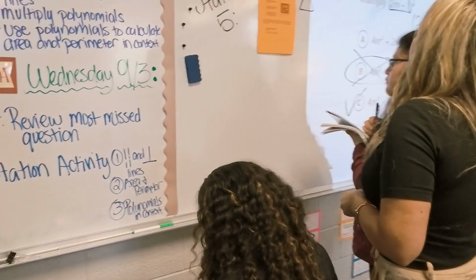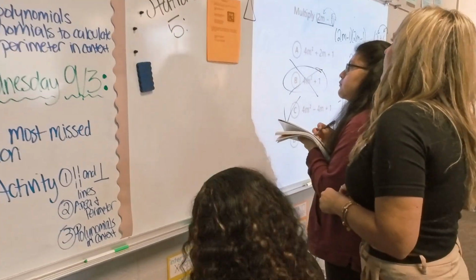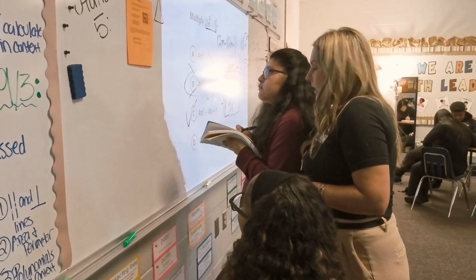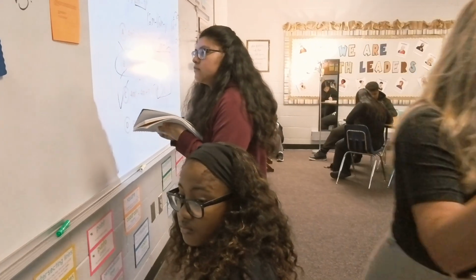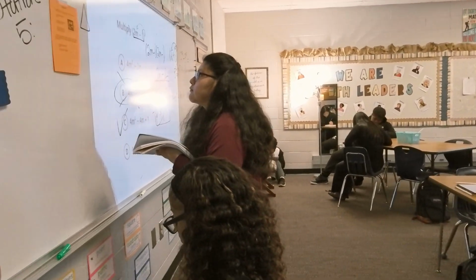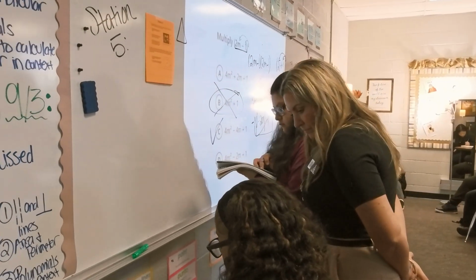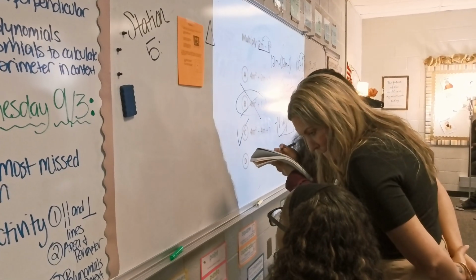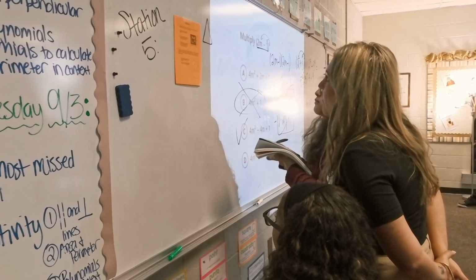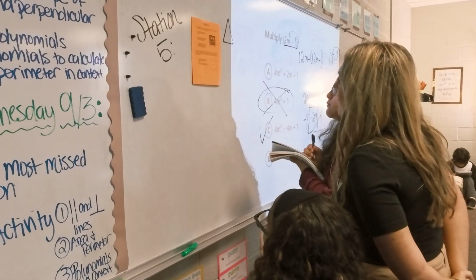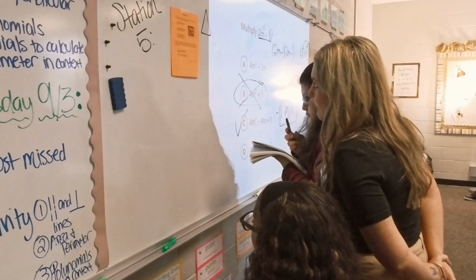Station 5. How are we doing? Station 5. Okay, so where'd you guys get to? Area and perimeter for 1A and 1B? 1A. Okay. So what did you get for area? I mean for perimeter.